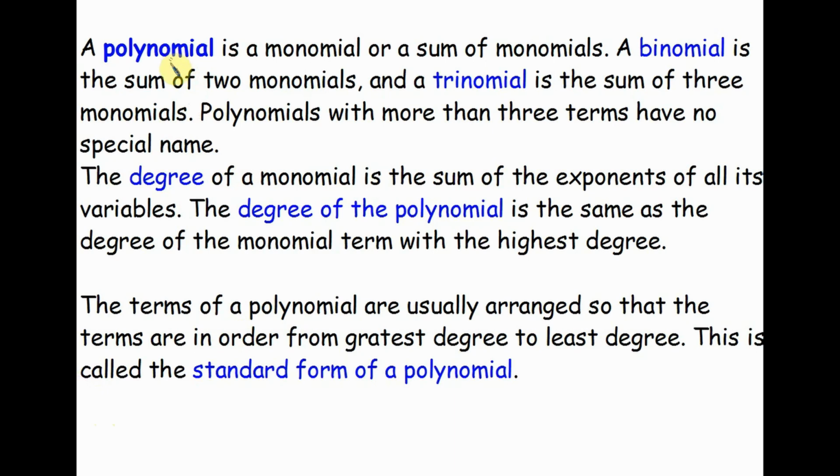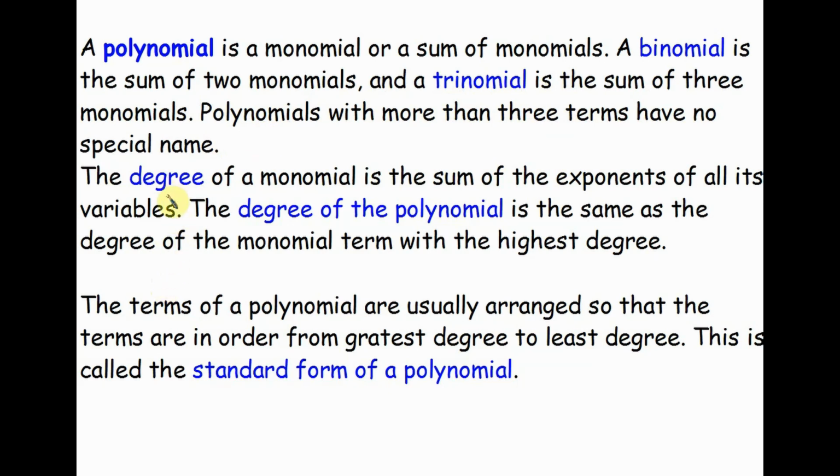The first one is a polynomial. A polynomial is a monomial or a sum of monomials. When you have a sum of two monomials, it's called a binomial. If you have a sum of three monomials, it's called a trinomial. Polynomials with more than three terms do not have a special name.